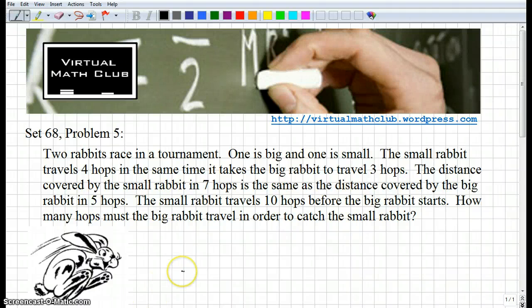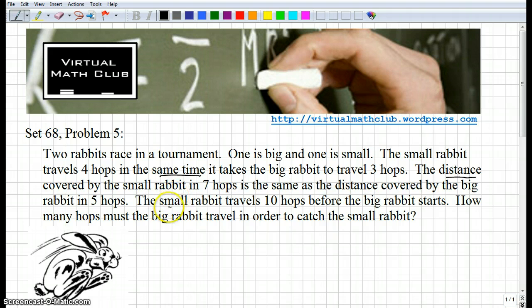Alright, in this problem we have two rabbits racing in a tournament. One's a big rabbit and one's a small rabbit. We're told that the small rabbit travels 4 hops in the same time that it takes the big rabbit to travel 3 hops. And we're also told that the distance covered by the small rabbit in 7 hops is the same as the distance covered by the big rabbit in 5 hops.